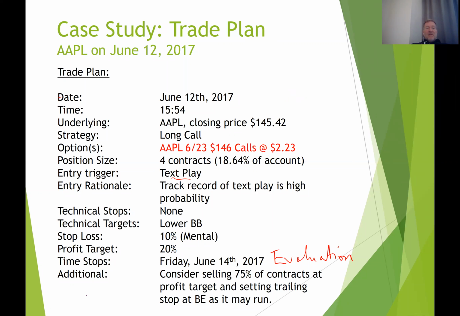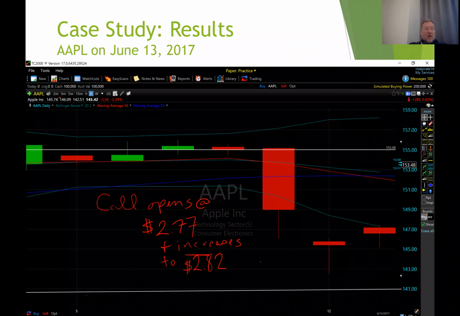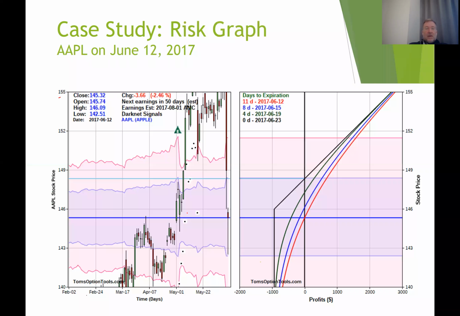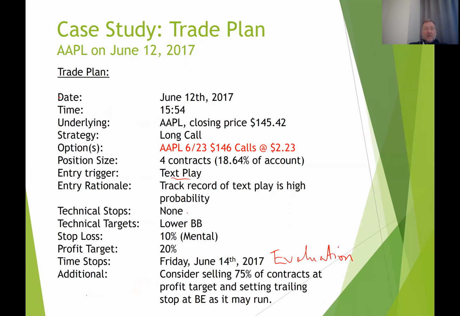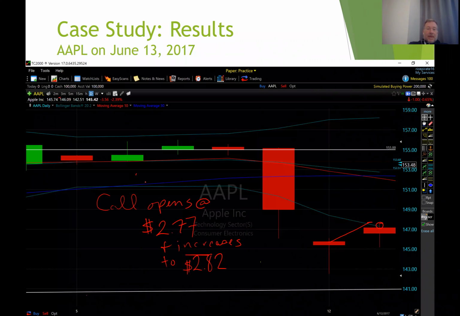It's very important as well, because then you can also write notes about what you did and what you didn't do. By the way, this is the risk graph of the text play in Tom's Options Tools. What happened is that the call opened on this day and gapped up to 2.77. We were in this originally for 2.23.